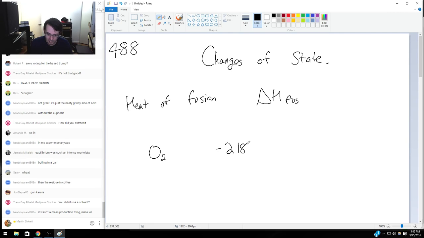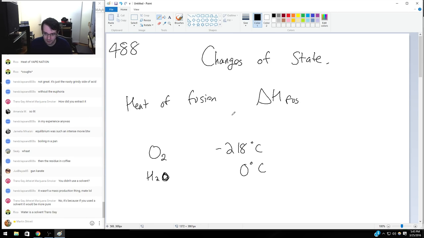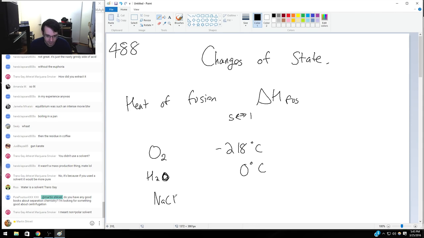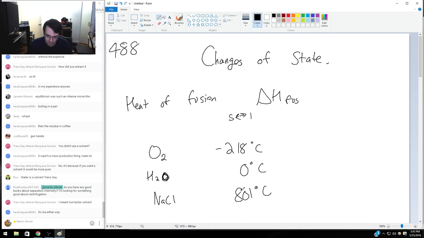So the melting point of oxygen gas is negative 208 degrees. For water, we know what that is. It's 0 degrees Celsius. That's the temperature where water is between solid and liquid, right? And then finally stuff like salt, to get salt to a liquid form, 801 degrees. It's an ionic compound, so you're going to need that much heat to turn it from a solid to a liquid.